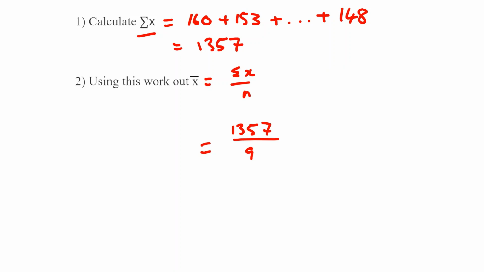Remember, both papers are calculator. So we can put this value straight into the calculator. And we're going to get 150.7 recurring.